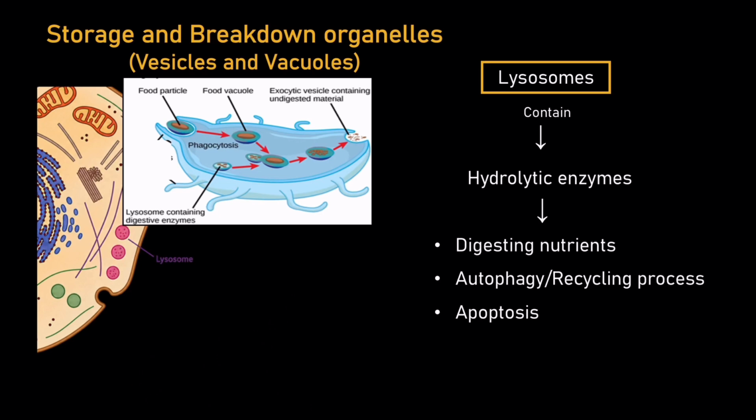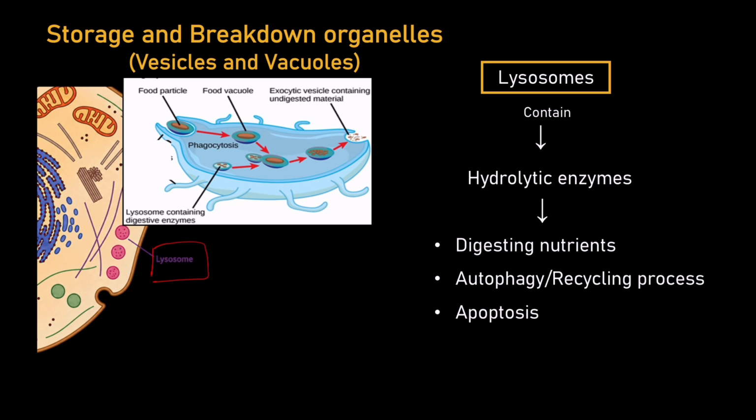A lysosome is a vesicle containing hydrolytic enzymes that are used to digest macromolecules. They're not usually found in plant cells. The hydrolytic enzymes are produced by the rough ER and modified by the Golgi. You may remember this from the first video. And these vesicles that contain the hydrolytic enzymes can form new lysosomes, or they can simply fuse with an existing lysosome, releasing their contents into it.